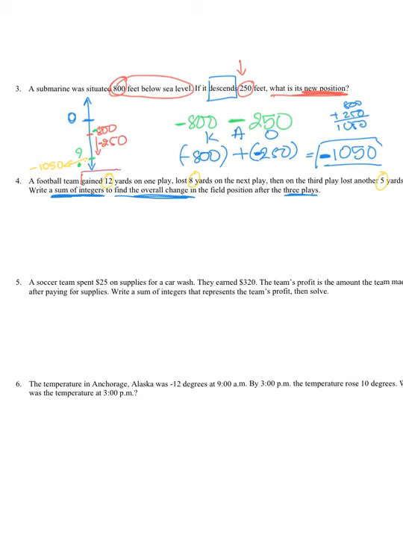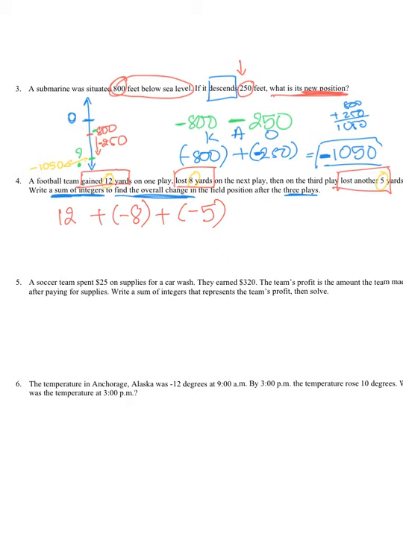Gain 12 yards for the first one. Lost 8 yards for the second one. And then the third one lost 5 yards. Sum means we're going to add. Let's create the expression. Gain 12 yards means positive 12. Lost 8 yards means negative 8. And then lost another 5 yards means negative 5.